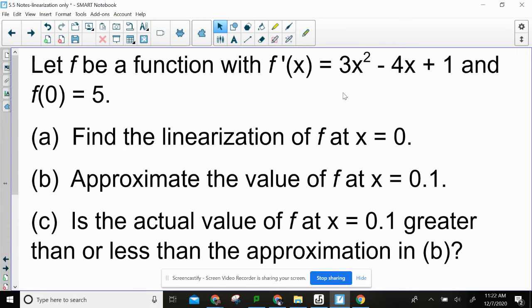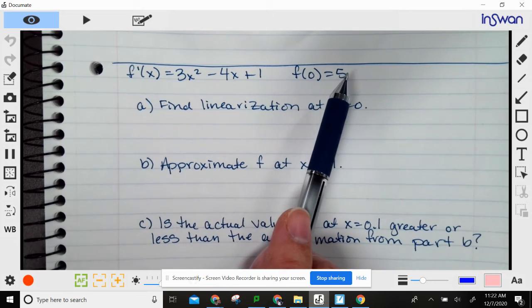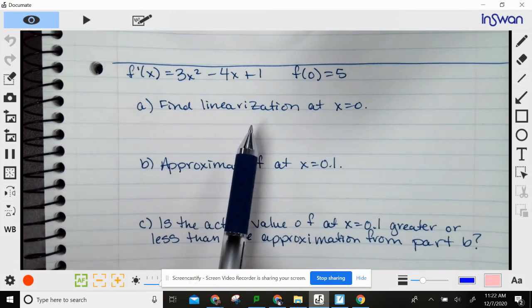Next, let f be a function with my derivative. I gave you the derivative, and I gave you the value. We are to find the linearization of f at x equals 0. So what we are doing now, there we go. So here is my derivative. There is my point. We're finding the linearization.